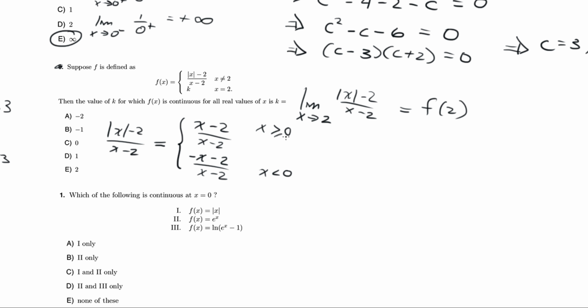Okay? But notice that 2 is greater than 0. So we're finding it to be this one. We don't have to worry about the second one because it's for x less than 0 that we have to use that one. So both directions of 2, which is what we're looking for at the limit, we're going to use the top one, which is equal to 1, because x minus 2 over x minus 2 is equal to 1. Therefore, 1, which is the limit, has to be equal to f of 2, which is k, which is d.